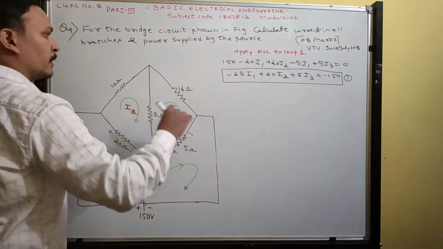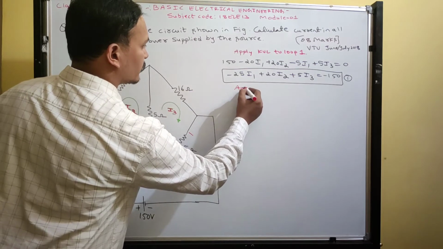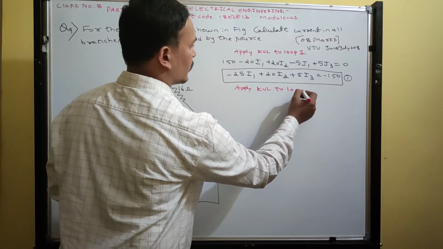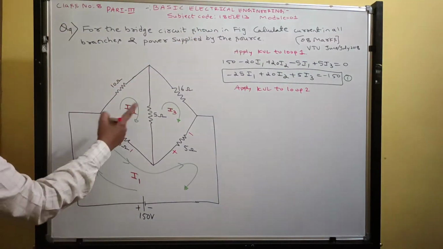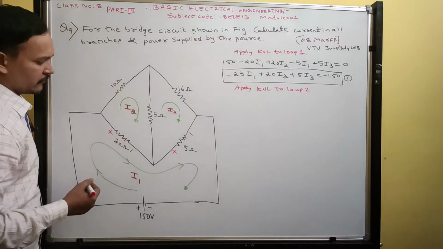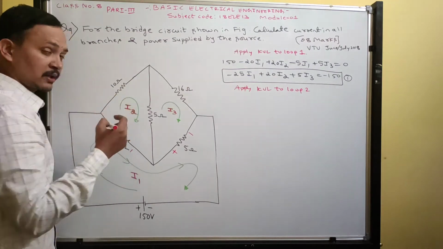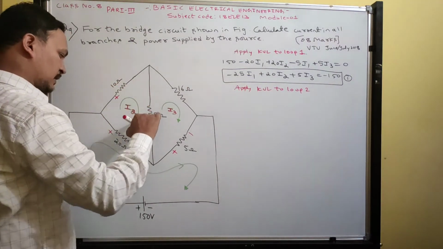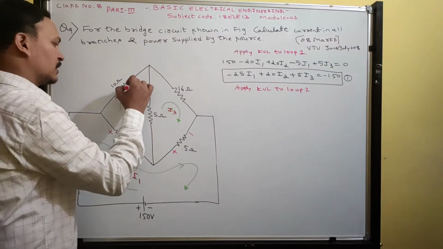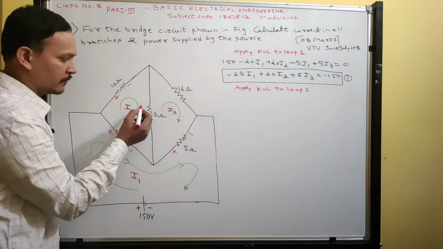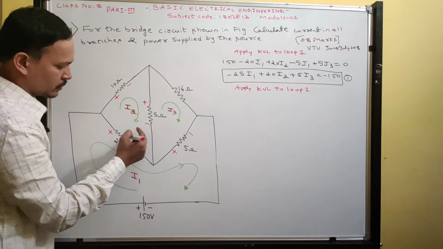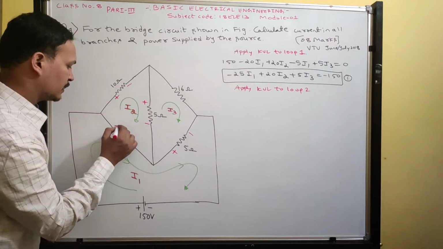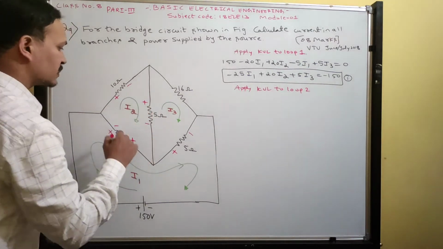Now loop 2. Apply KVL to loop number 2. So 1, 2, 3. Fine. This current I2, mark the polarities inside the loop. The current is entering the star, plus, leaves minus. What is here? Very good. Plus, then minus. What about here? What polarity should I write? Very good. Plus, and then minus. So the sign convention is done.